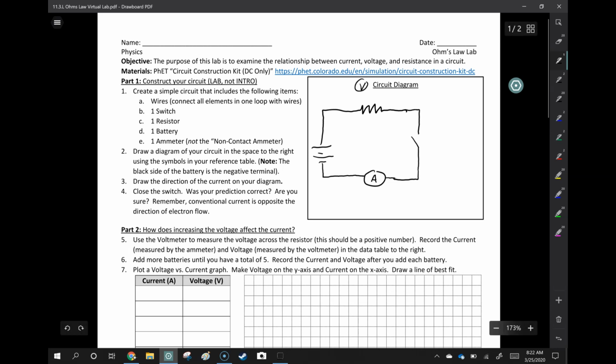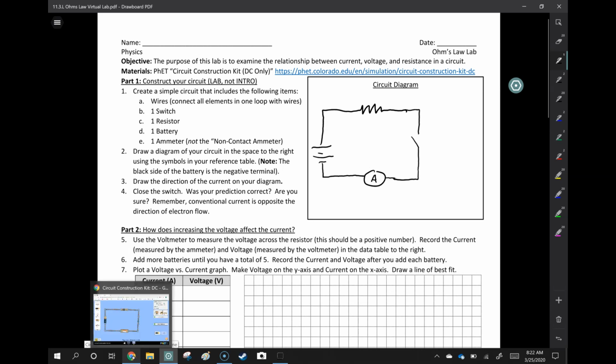Voltmeters have to be connected in parallel. So if I wanted to measure the voltage across that resistor, that's how I would do it. I wouldn't put the voltmeter in line. Like I wouldn't make this. This is not where the voltmeter goes. Nope, never like that. Okay? So let's see. The ammeter goes in series.